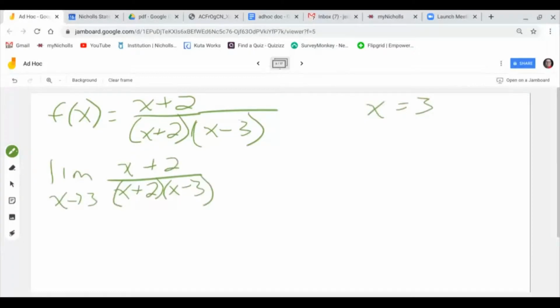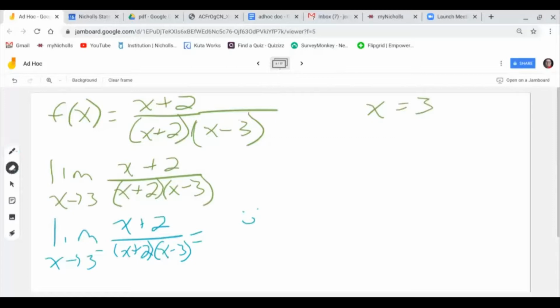I like to just kind of think through it logically. So what I want to do is look at it from the left and the right. So let's go with blue for the left. Let's do the limit as x approaches 3 from the left of (x + 2) over (x + 2)(x - 3). Okay. And so the x + 2, that's going to go to 5, right? Well, let's give myself some room. Let me rewrite the limit. So we're going to take the limit as x approaches 3 from the left.